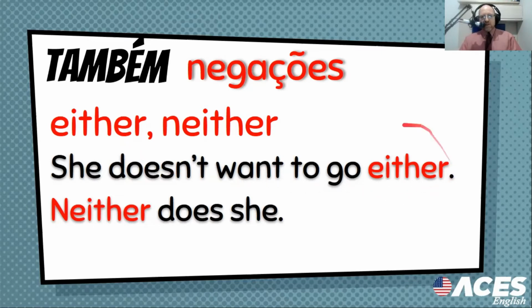So we can use either with doesn't, but we cannot use neither with doesn't. We cannot say she doesn't want to go neither. It's wrong. But we can say neither does she. Neither does she is what we translate as nem ela.